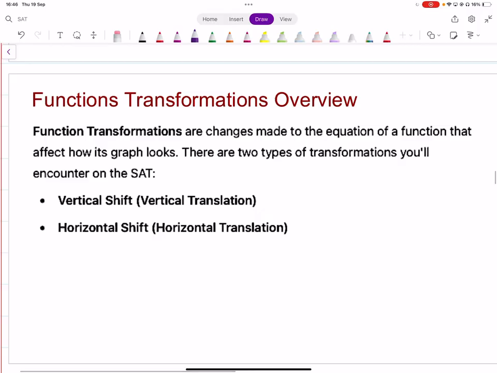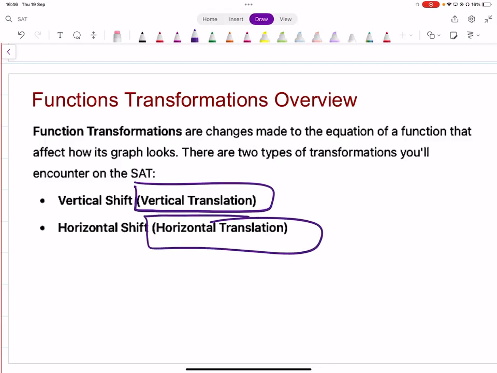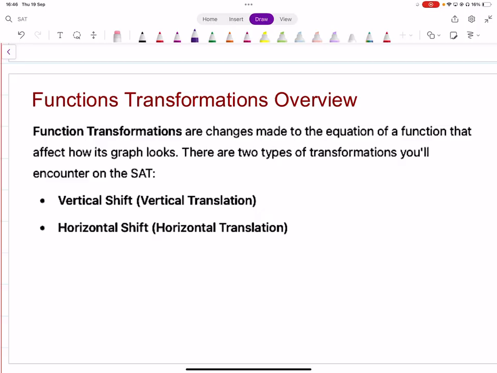Now, transformations basically change a function to some other function, right? That's what it means to transform a function. Now, there are just two types that we will be dealing with here. One is a vertical translation where the graph moves up or down. The other is horizontal translation where again the graph moves left or right. So it's a horizontal shift or a vertical shift. These are the only two types of transformations that you need to know of in SAT.